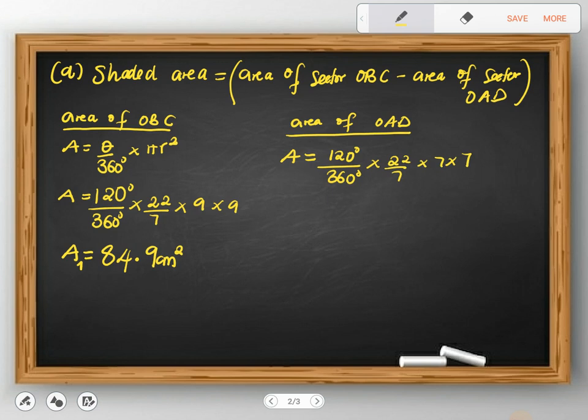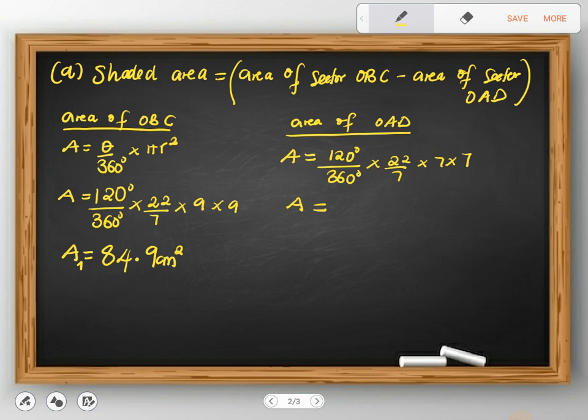So the area is therefore equal to 7 squared, which is just 49, and 49 times 22 times 120, and then we divide by 7, and again we divide by what?